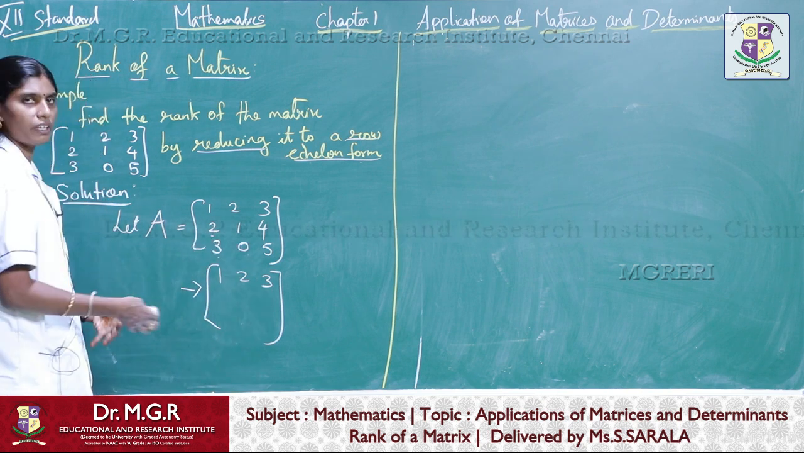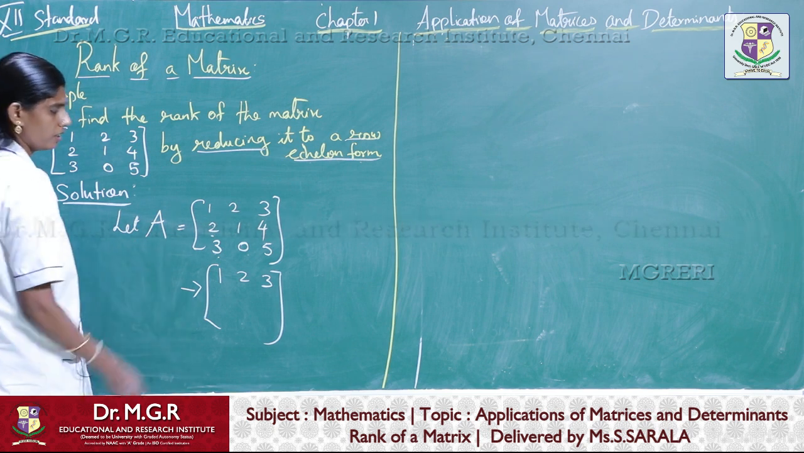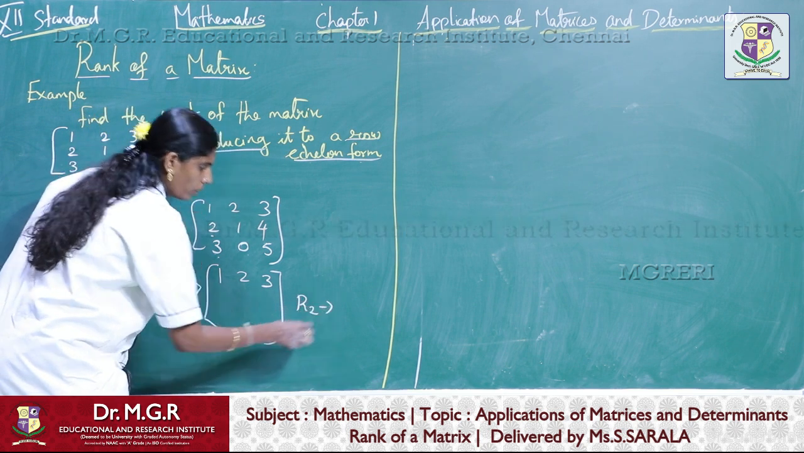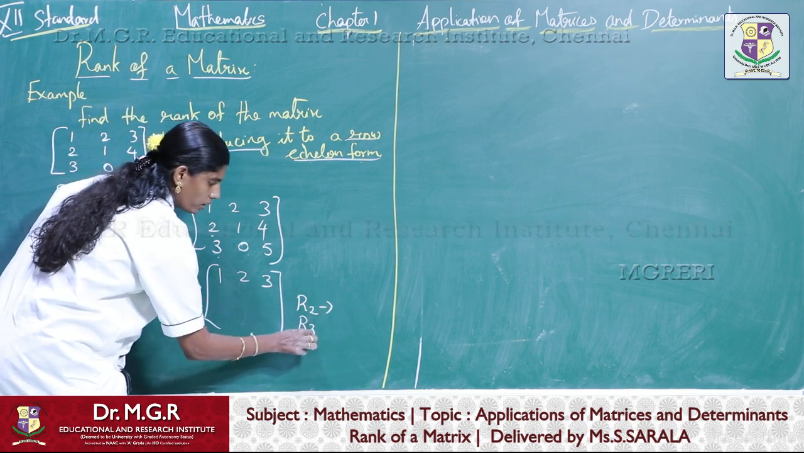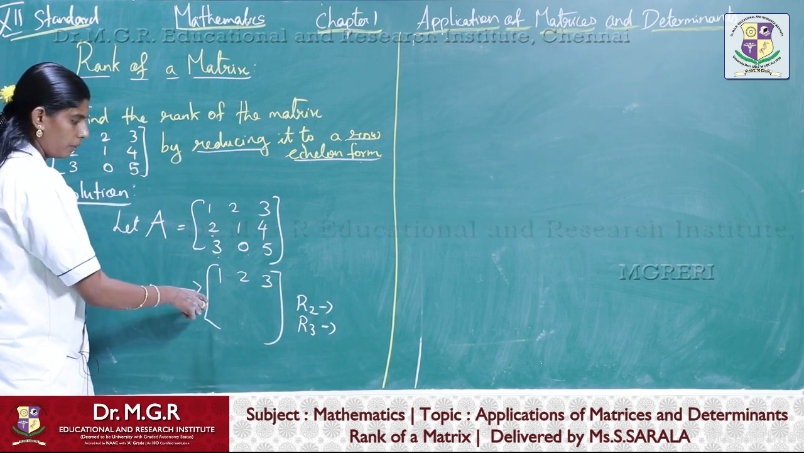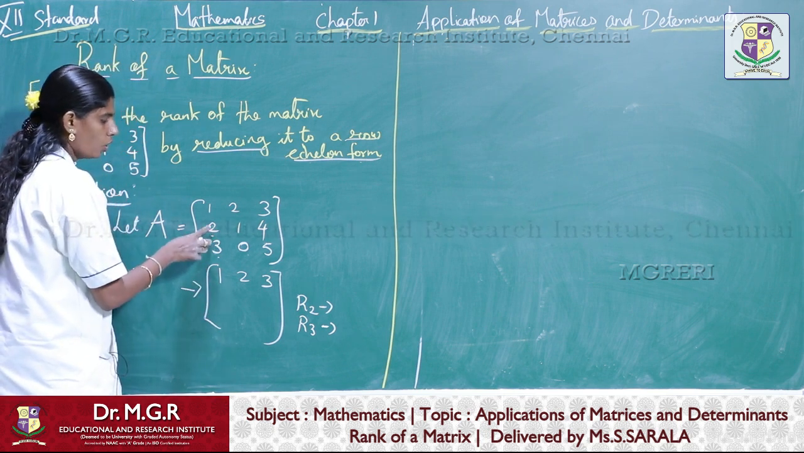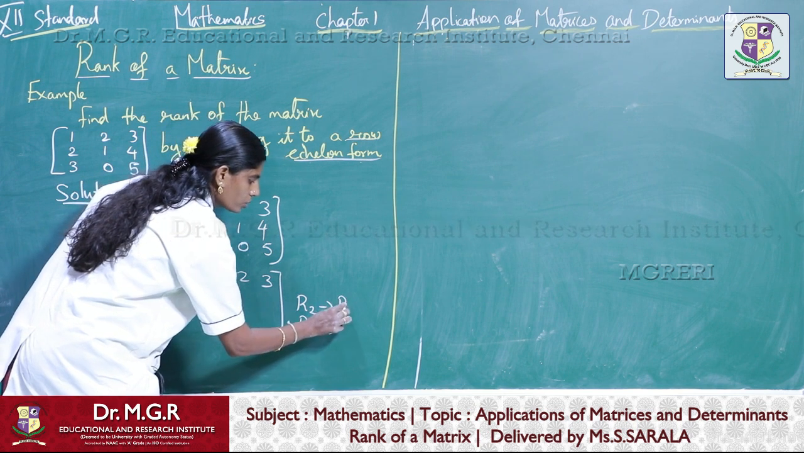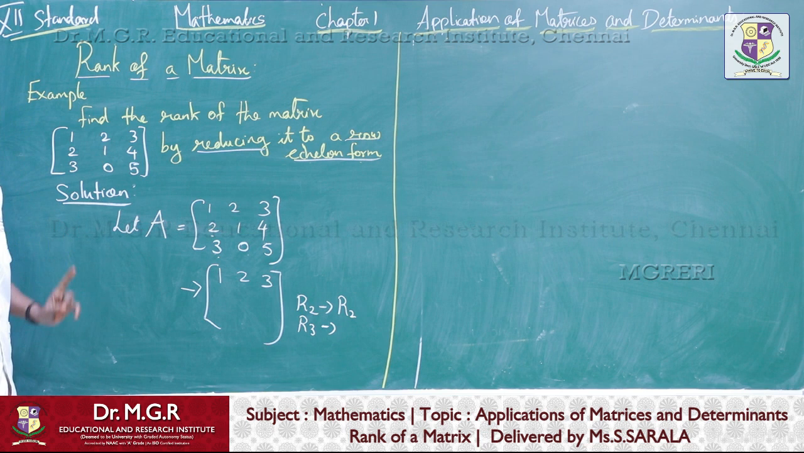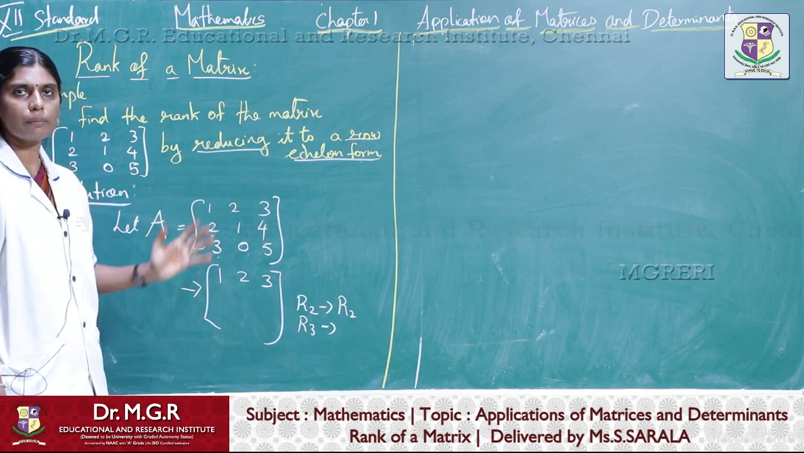You are familiar with this topic, so I am going to do both steps in the same matrix. I want to change R2 and also R3. How can I change R2 and R3? The first thing is to change R2 so that its first entry becomes 0. Our first element should always be the number 1. If it is 1, it is convenient to do the remaining solution.